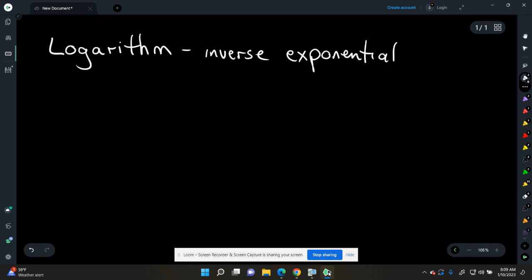So many, or not many, all of the properties of logarithms should look familiar because it's basically the same as the properties for exponents.